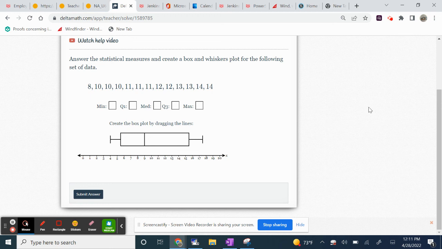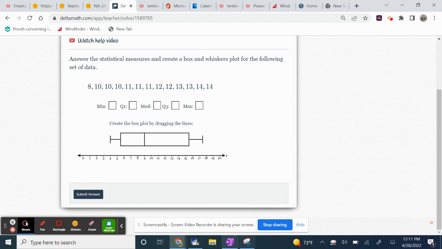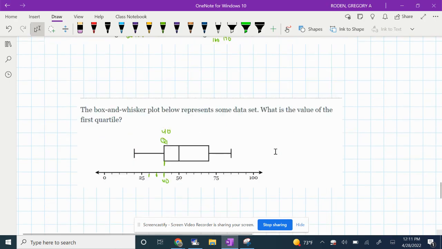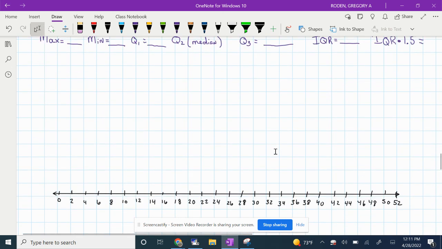Okay. All right, guys. So I hope this was helpful. Make sure that you wrote down the secret code. Remember what I told you the secret code was. Go back and see if you can find it. And also make sure that you get this box and whisker done for the fishing problem, because that's really important. So get that data down and get that fishing problem done.